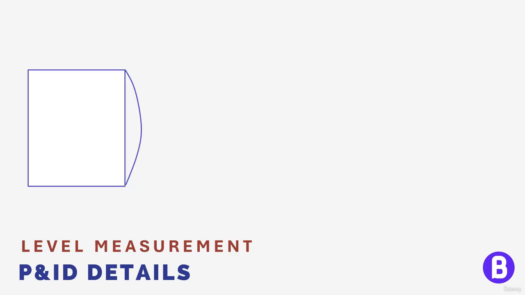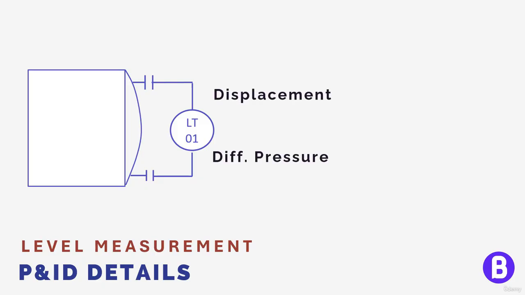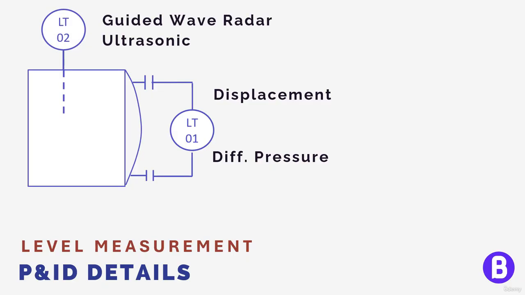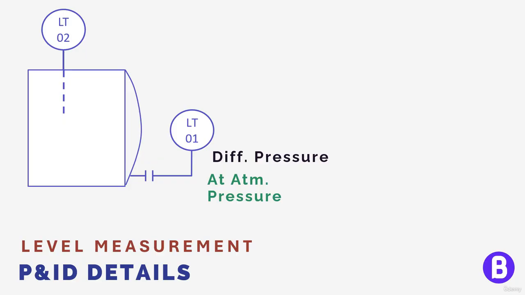So let's see more details about how the level transmitter is shown on the P&ID and the common accessories used. Depending on the type of the transmitter, we may need to install it on two nozzles, like a displacement type or a differential pressure type for a pressurized vessel. Or it can be one nozzle from the top of the vessel, such as a guided wave radar transmitter or an ultrasonic transmitter. Or if the vessel is working at atmospheric pressure, for a differential pressure transmitter we shall only need one nozzle from the bottom, as the reference is already atmospheric pressure at the top.